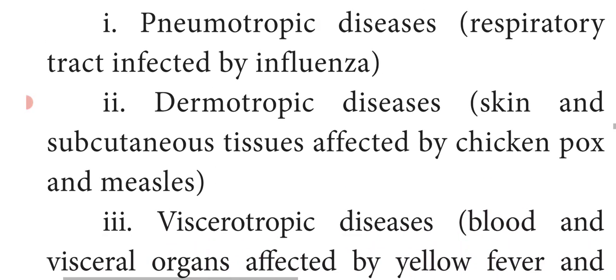Next is dermotrophic diseases. Dermo itself means skin. So diseases which mainly affect the skin and the subcutaneous tissues. Example, chicken pox and measles. So dermotrophic diseases mainly affect the skin and the subcutaneous tissues. Example, chicken pox and measles.